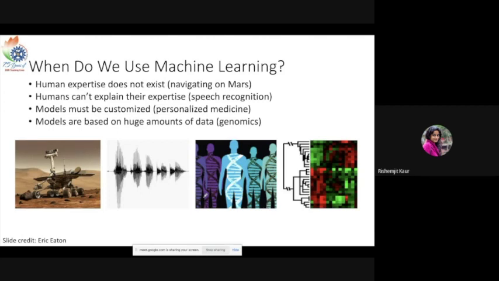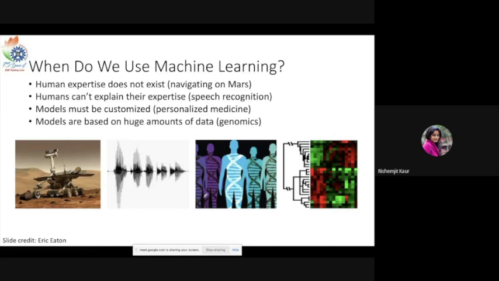The third is where we need a lot of models to be customized. For example, these days we have personalized medicine, right? We want the rule to not be one medicine for all. Depending upon the type of disease, the genetics that somebody has, or the kind of nutrition, health, and lifestyle, we would like to provide a certain medicine, and it is not possible for a doctor or for one person to customize it for everybody. So that's where we need machine learning models to assist us.